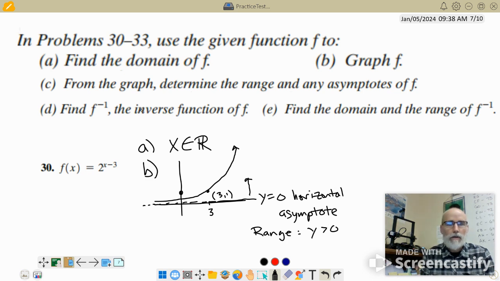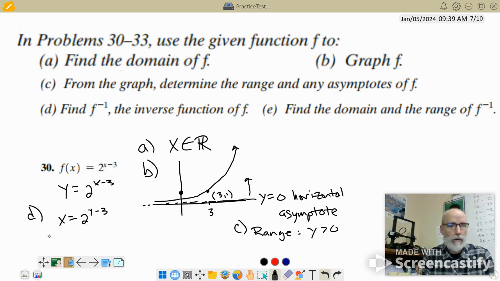Find the inverse of the function. Okay, so we have y equals 2 to the x minus 3. Here's the inverse. X equals 2 to the y minus 3. Okay, so this is my part D right out here. This is my part C right over here. So I have the inverse. Now I just need to solve it for y, right?